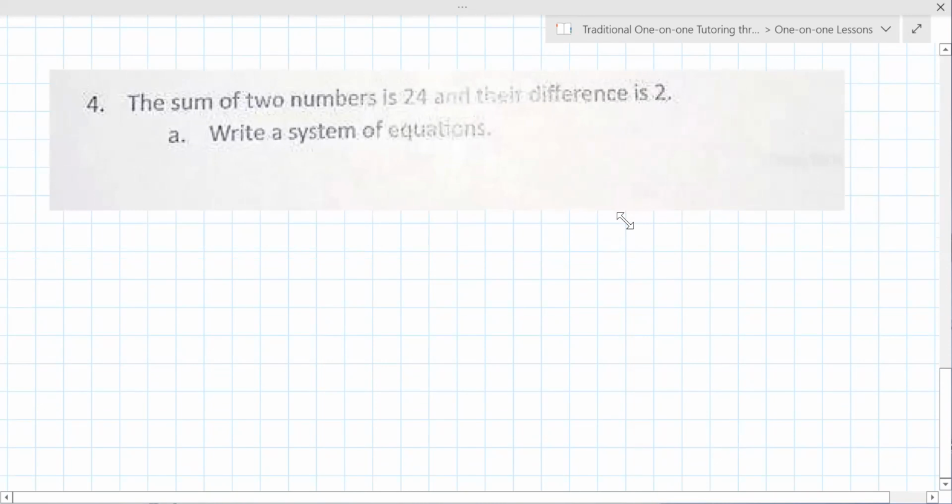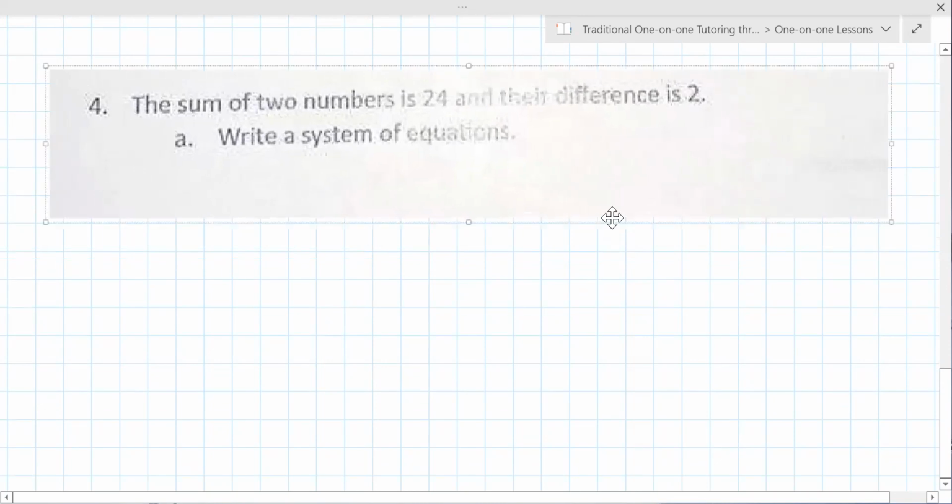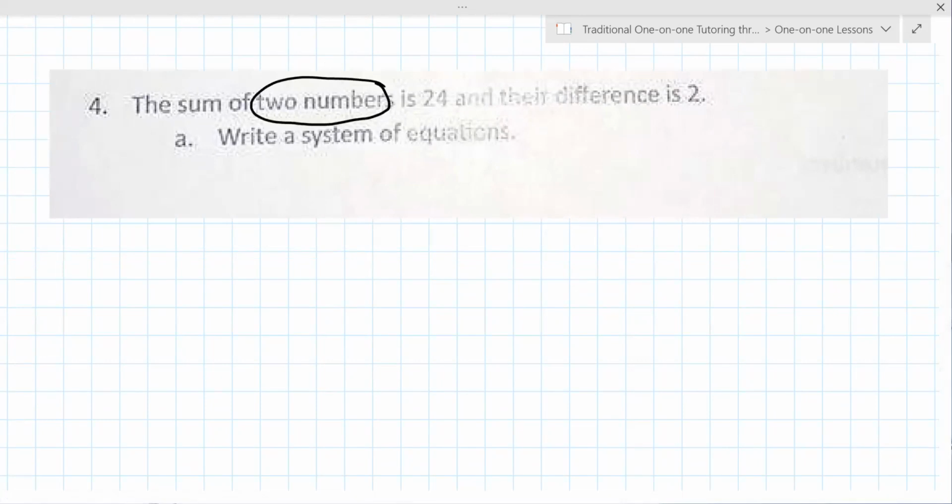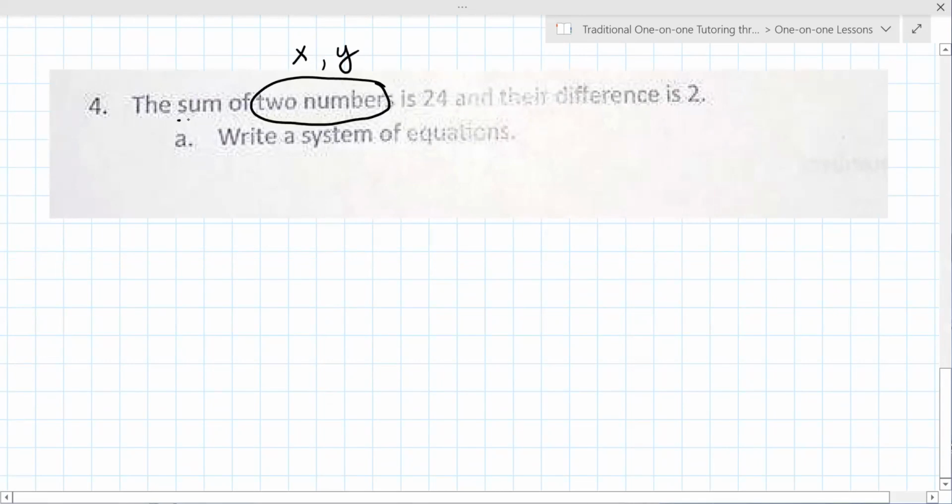Okay, number 4 says the sum of two numbers is 24. So two numbers, again, you want to use variables for this. X and Y are really the best ones to use in general, but if you don't like X and Y, you can use others. What math operation is a sum? What does that refer to? Addition. So we're saying X plus Y is 24.